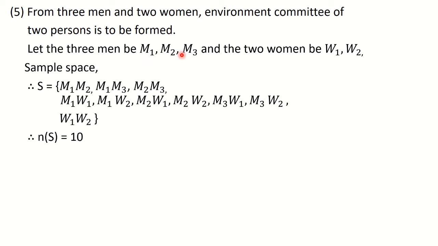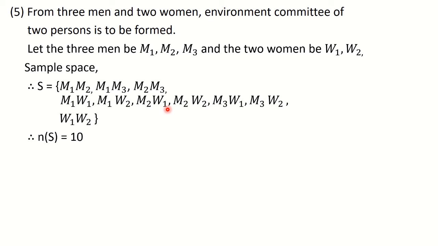Okay. So here with this I will write down all the possible sample points. M1 M2, M1 M3 and M2 M3. Okay. So these are 3 sample points for men. Now in the second line we will write down the committee or the sample points where we have one man and one woman. So M1 we can combine with W1. So M1 W1, M1 W2. Okay, so these are the two sample points for M1.